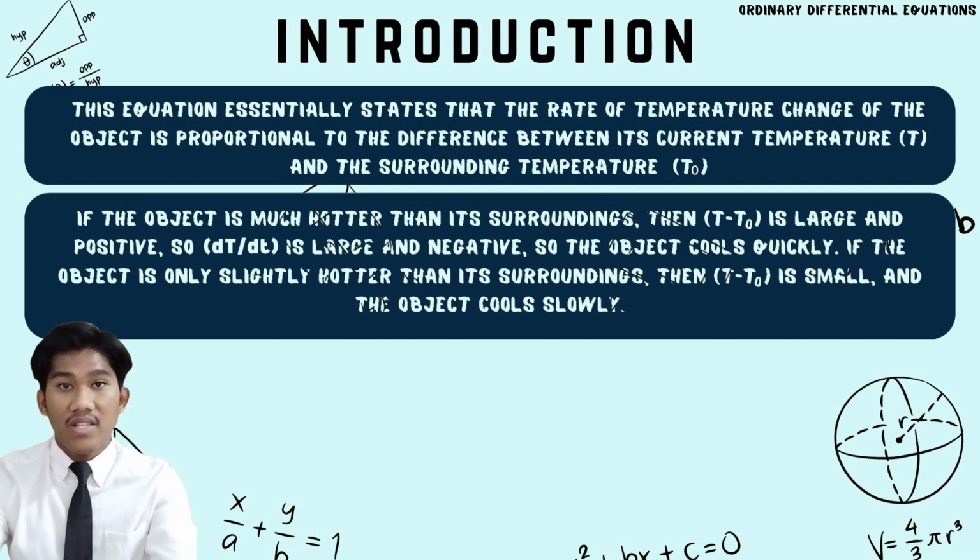If the object is much hotter than its surrounding, then the difference between the object temperature and surrounding temperature is large and positive. So, the rate of change of temperature is large and negative, so the object cools quickly. If the object is only slightly hotter than its surrounding, then the difference is small and the object cools slowly.